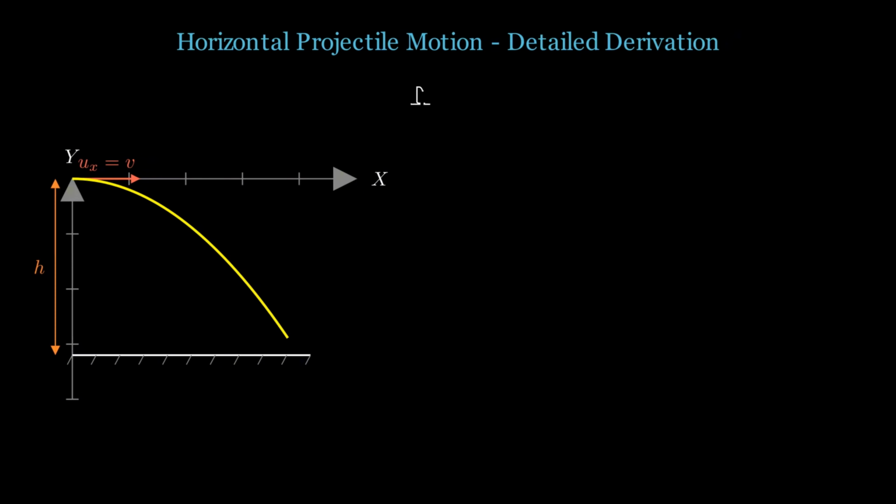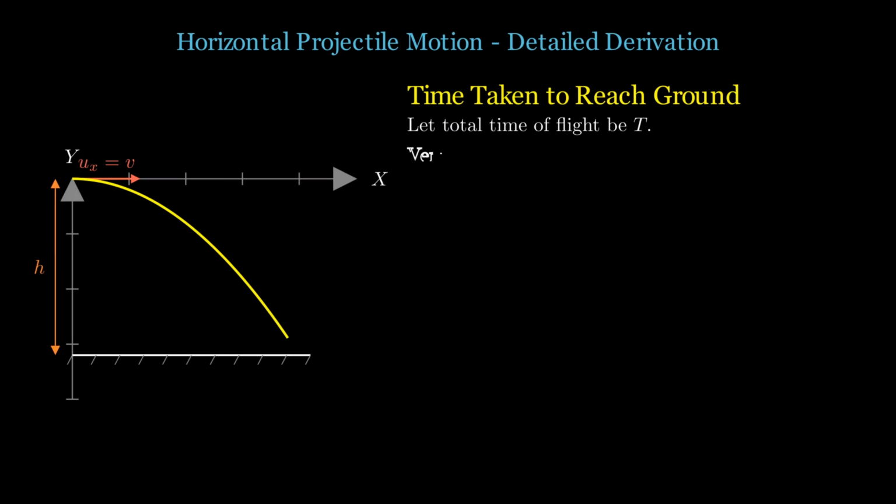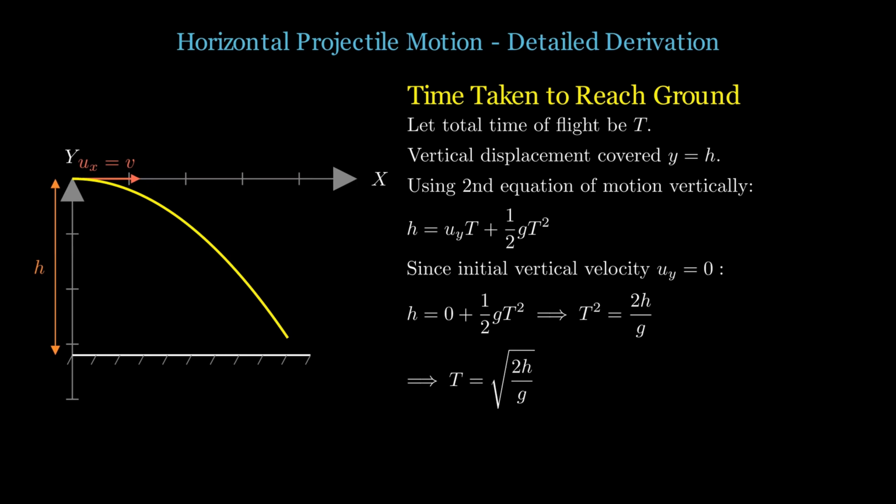The next thing which we want to find out is the time taken by the projectile to reach the ground, which is namely the time of flight. In this case, we should understand that the ball goes vertically downwards and hence the vertical displacement covered is h. On using the second equation of motion vertically, we get h = u_y t + ½gt². The initial vertical velocity was 0, therefore h = 0 + ½gt², upon transposing which we get t² = 2h/g. T is therefore the square root of 2h/g.